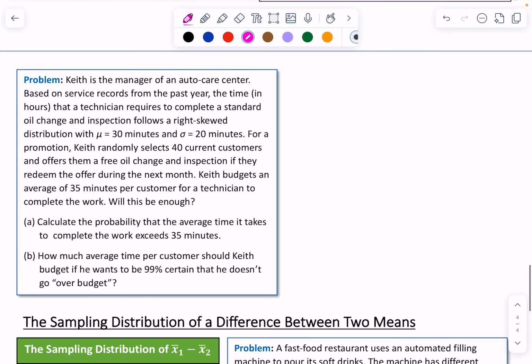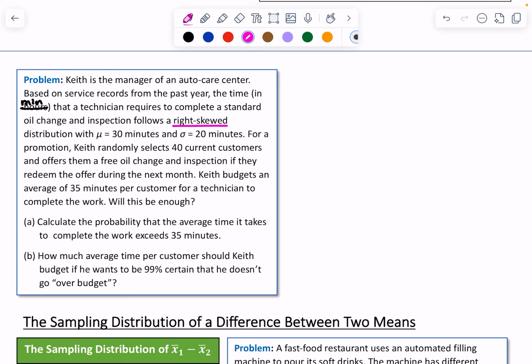Keith is the manager of an auto care center. Based on service records from the past year, the time in minutes that a technician requires to complete a standard oil change and inspection follows a right skewed distribution with a mean of 30 minutes and a standard deviation of 20 minutes. So we are already not normal right now. For a promotion, Keith randomly selects 40 current customers and offers them a free oil change and inspection if they redeem the offer during the next month. Keith budgets an average of 35 minutes per customer for a technician to complete the work. Will this be enough? Calculate the probability that the average time it takes to complete the work exceeds 35 minutes.